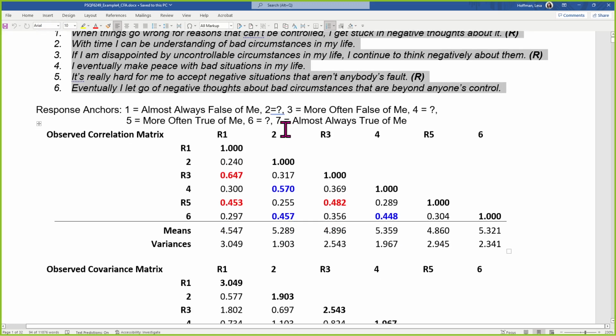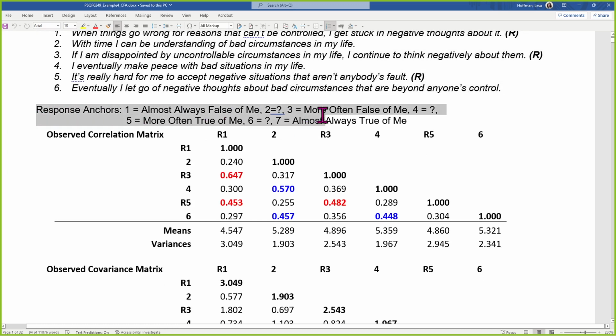Here are the response anchors. They used a 7-point scale in which 1 is almost always false, 2 is meh, because it was unlabeled, 3 is more often false, 4 is meh, 5 is more often true, 6 is, say it with me, meh, and 7 is almost always true. Not my call. This is how it was. Now, what would I say about this? If you don't know what to call it, what are they supposed to say it for?